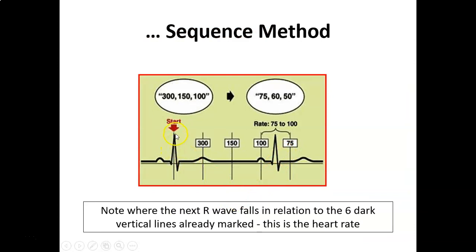Like here in this example, this R wave falls on the thick line and the next R wave is here. If this next R wave is here, the heart rate will be 300. If it's here, it will be 150. If it's on this dark line, the heart rate will be 100. If it's on this dark line, the heart rate will be 75. But this R wave falls between 75 and 100. So our heart rate is between 75 and 100, or approximately 85 beats per minute.